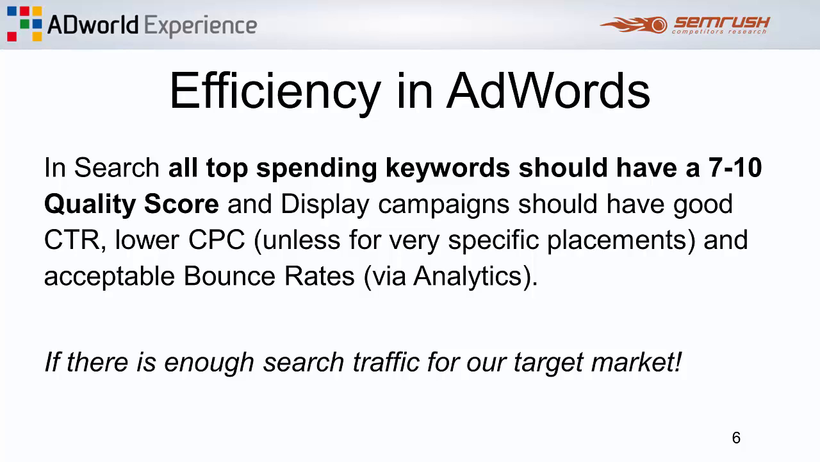In the search network, all top spending keywords should have a 7 to 10 quality score. In the display network, they should have a good click-through rate, lower cost per click, usually lower than the search one, except for very specific placements, very effective ones, and acceptable bounce rates, the ones we are importing via Analytics.